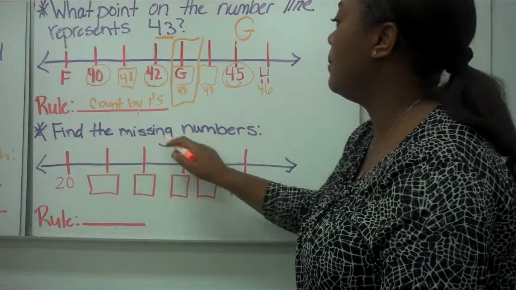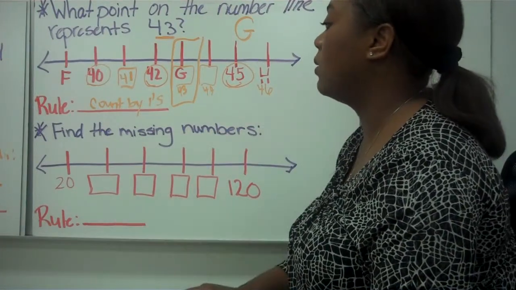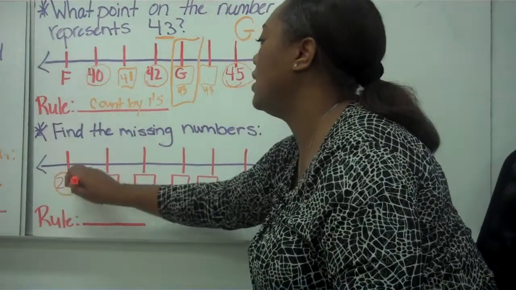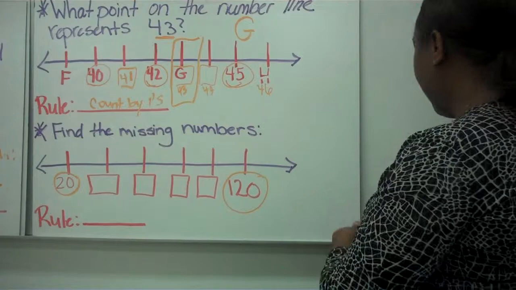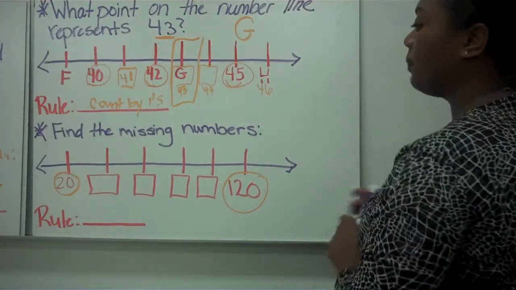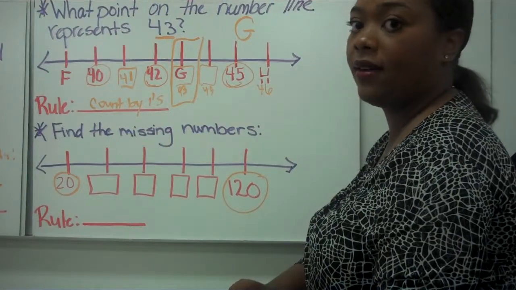It says find the missing numbers. Now, we need to find a rule. Okay, so we know the whole number 20 and we know the whole number 120. Now we've got missing numbers in between here, and there's not really numbers that can help us find a pattern.